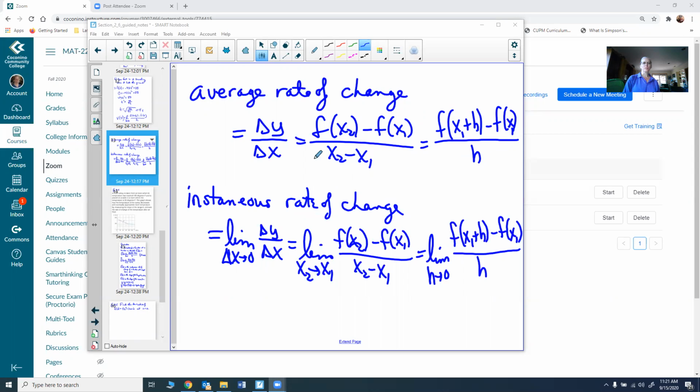You either let this change, delta x, go to 0. In other words, you let x2 go to x1, and you find the limit of that slope, or you do the limit as h goes to 0. They all mean the exact same thing. We're letting h get really, really small. We're letting x2 get closer to x1. We're letting delta x get really, really small. And this gives us this idea of the average rate of change and instantaneous rate of change.